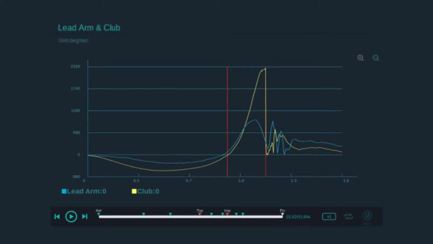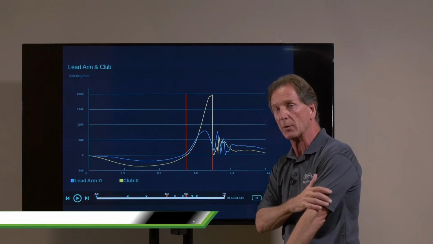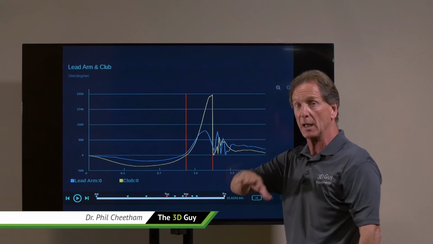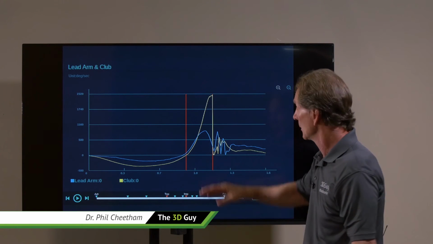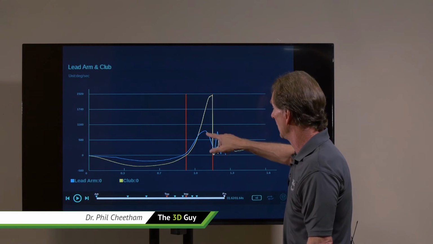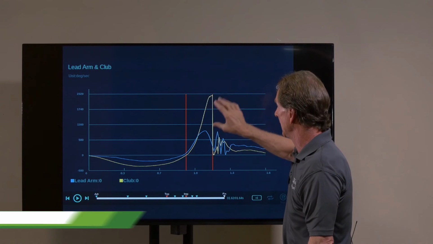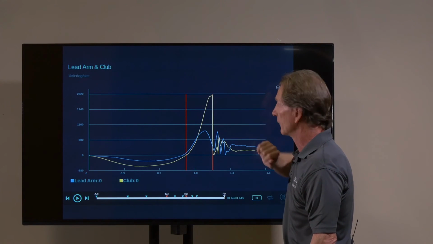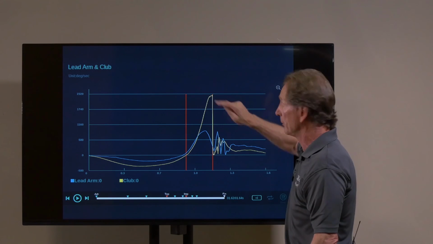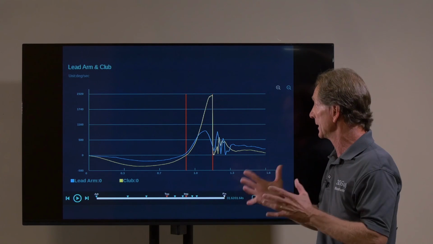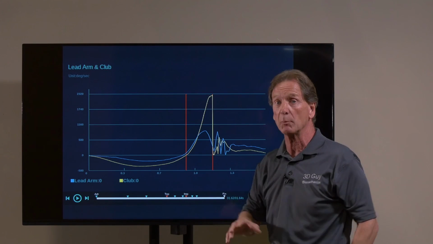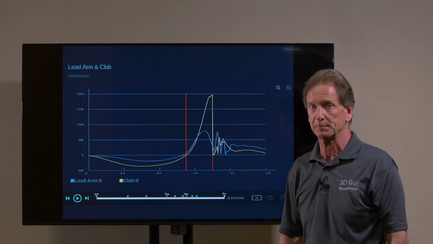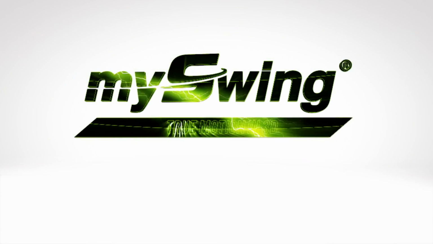That means we've released the club, and the action back on the lead upper arm is to decelerate it and cause it to slow down. So this is the release going on here, and we want to see that sequentially into a maximum speed for the club shaft peaking at impact. And that is the lead arm and club portion of the kinematic sequence.